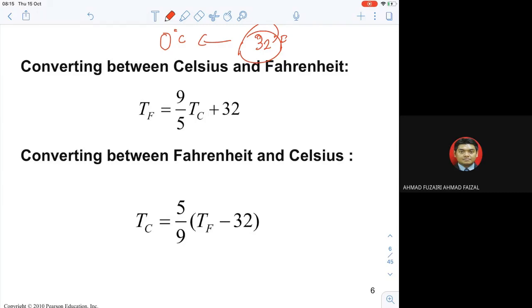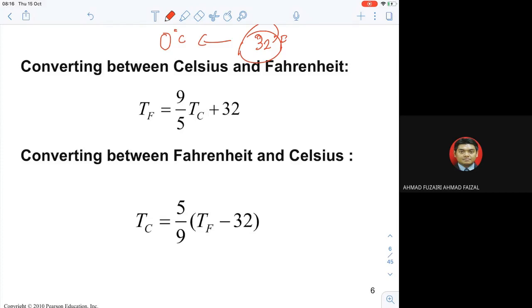So Fahrenheit and Celsius is just a matter of regional use. Maybe in Malaysia we use Celsius, and in the US they will use Fahrenheit. It's just a number, but in terms of the degree or the energy, it is still the same. Okay, it's still the same, right? So how to convert Celsius to Fahrenheit?